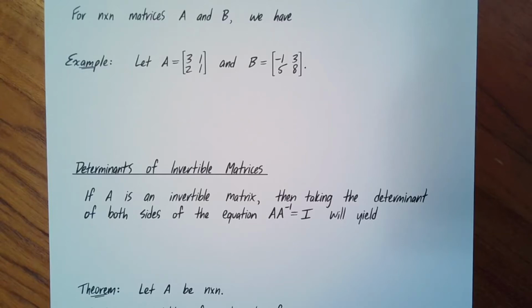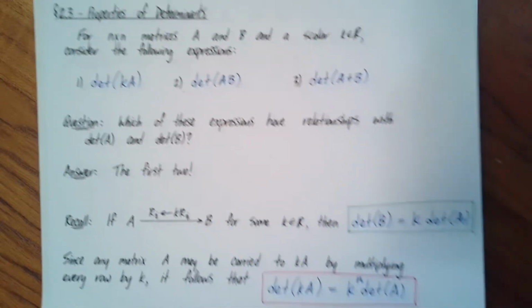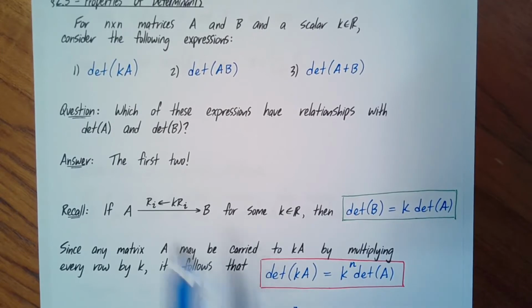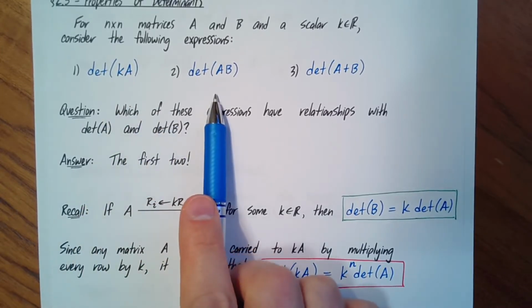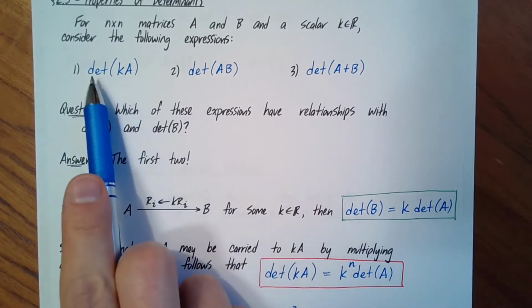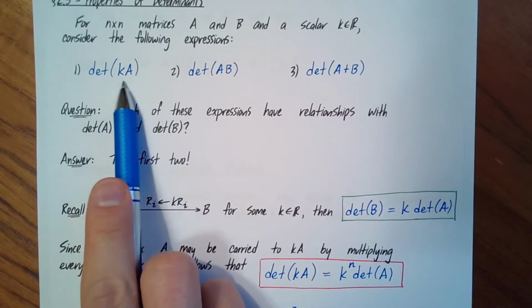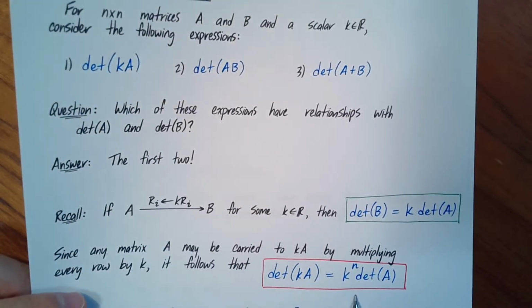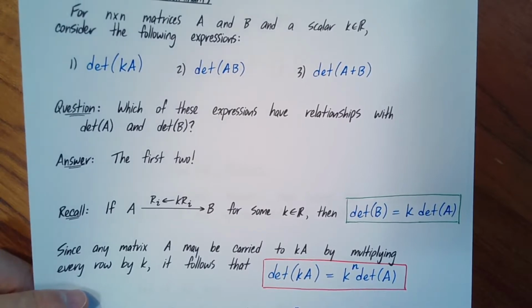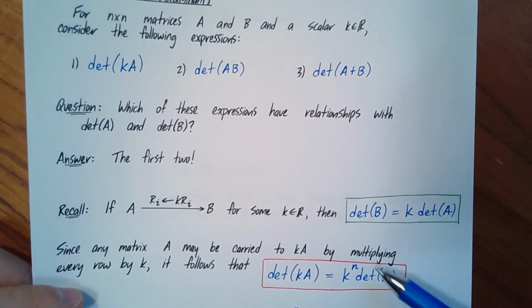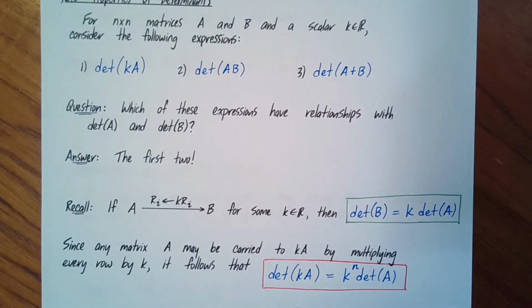So I mentioned on the previous page that the first two of these three conditions can be expressible in terms of the determinants of the underlying matrices A and B. In the case of the first one, the determinant of k times A is given by this rule down here. It's equal to k to the power of n times the determinant of the matrix A, where n is just the number of rows and columns of the matrix A.